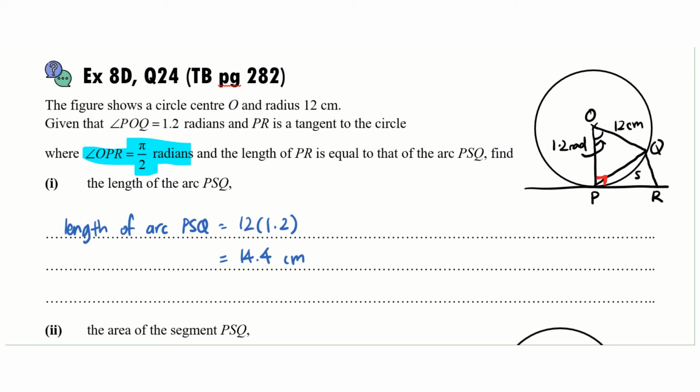Then subsequently, it says that the length of PR is equal to the length of arc PSQ. This will be important information later on in the later part of this question. So in part 1, we want to find the length of the arc PSQ. The length of the arc PSQ is actually this length here. Since we know the radius and we know the angle, we can apply the formula and we will get 14.4 cm.